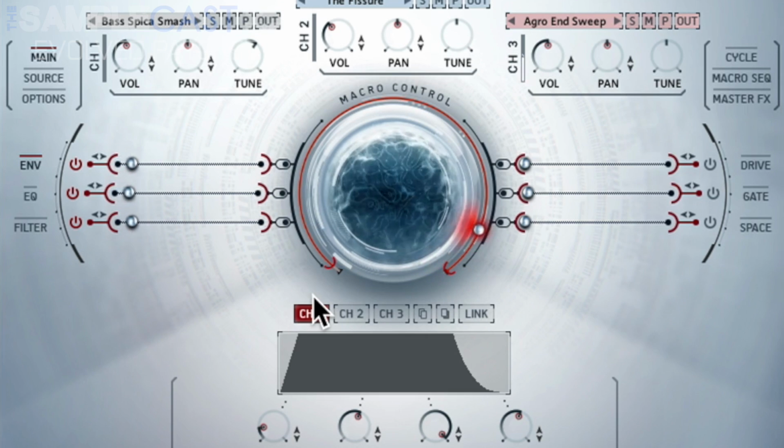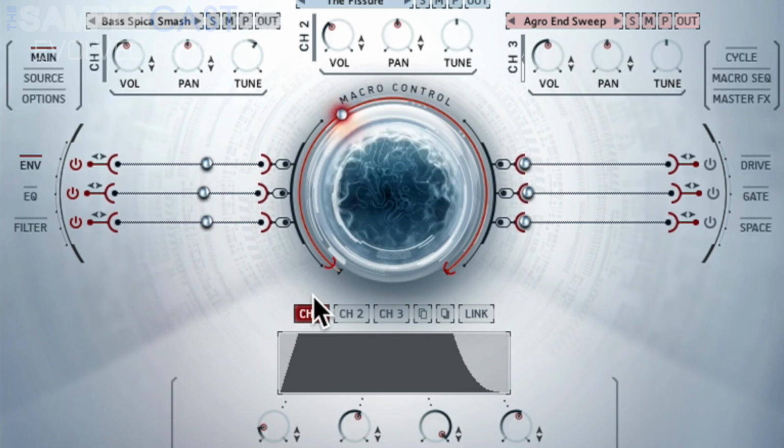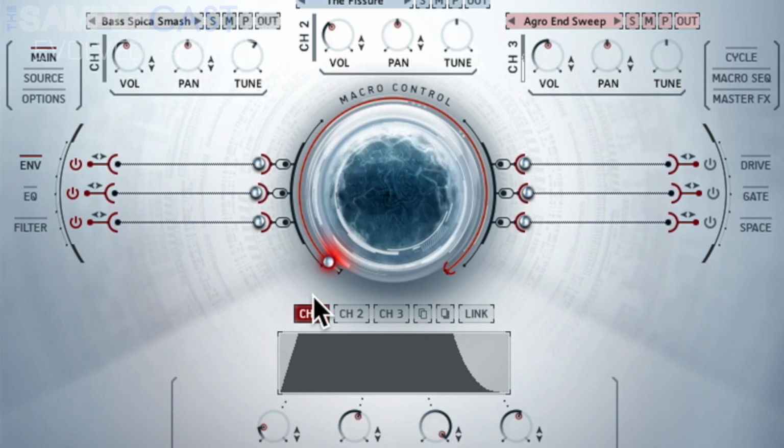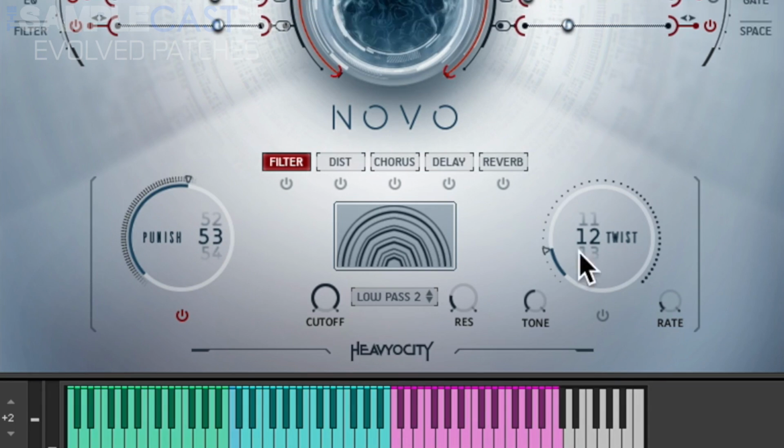I've got to point out the central knob, which controls the macro behaviour of envelope, EQ, filter, drive, gating and reverb, and this can be automated as well as controlling it manually from the mod wheel. It's great to see the punish and twist knobs have also made a return from previous Heavyocity libraries.